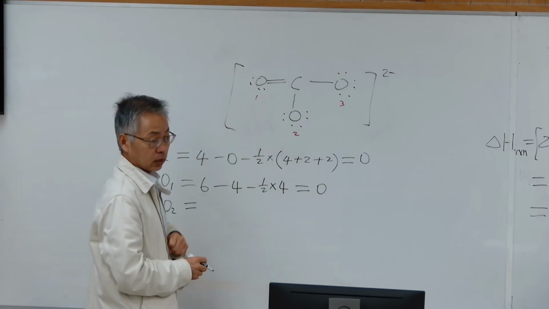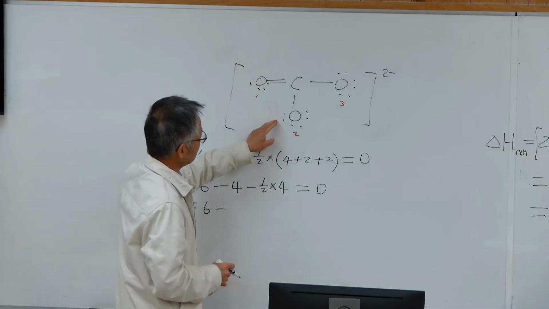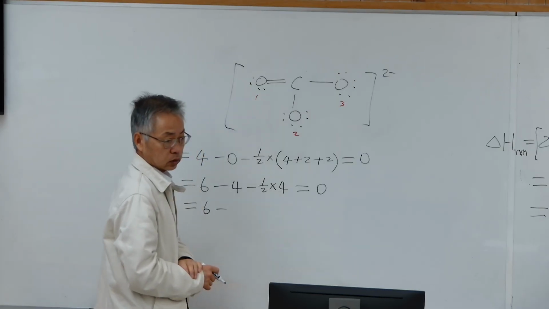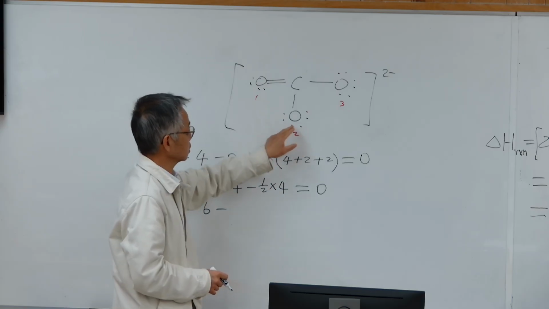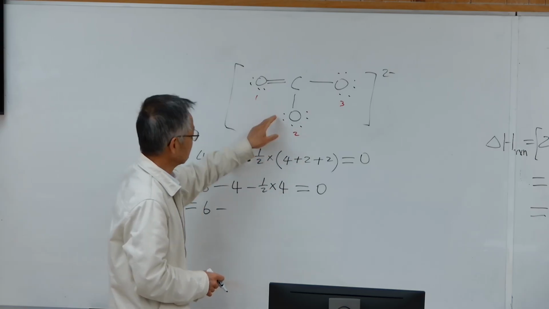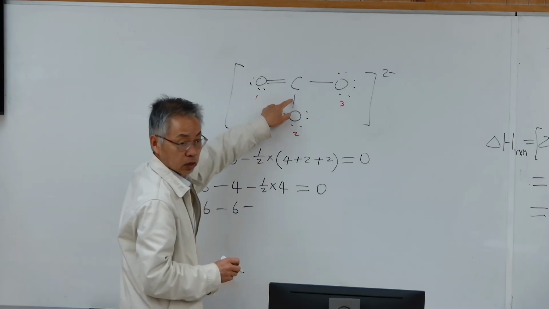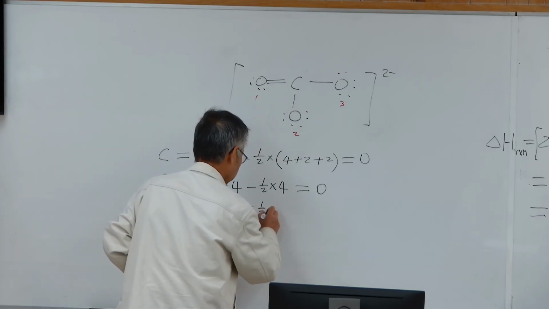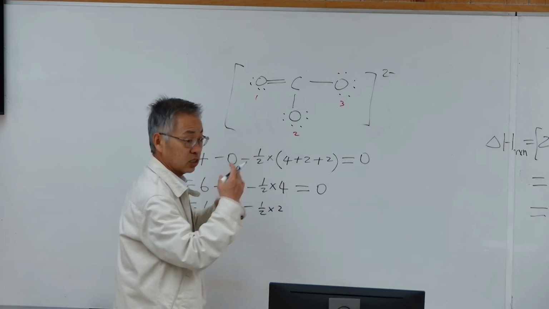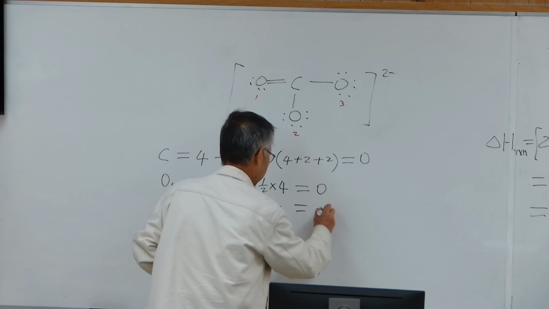Now how about O2? For isolated oxygen, of course, 6. Then how many lone pairs in this structure? O2 has 6 electrons, 3 lone pairs, 6 electrons. These definitely belong to this oxygen. The single bond is 2, but it's shared with others, right? So 1/2 of 2. So this one is -1.